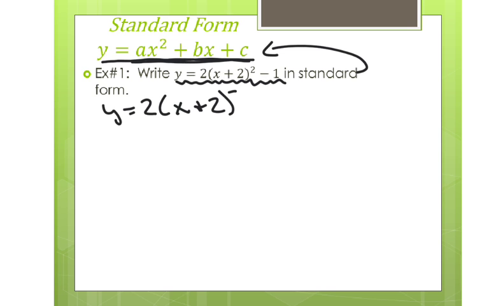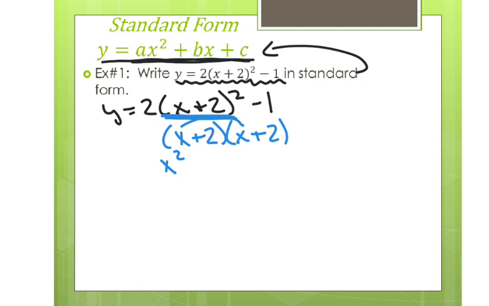It's x plus 2 squared minus 1. And the first thing we're going to do to simplify this is start with this set of parentheses. So the quantity of x plus 2 squared. So that means that we have x plus 2 times x plus 2. So we're going to have to multiply that, which we're just going to use FOIL. So we're going to say x times x is x squared. x times 2 is plus 2x.